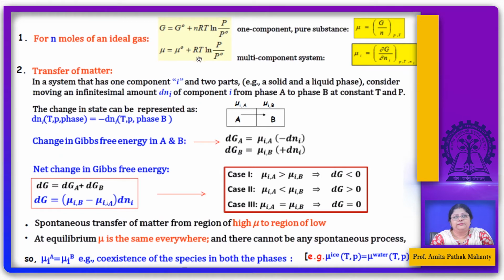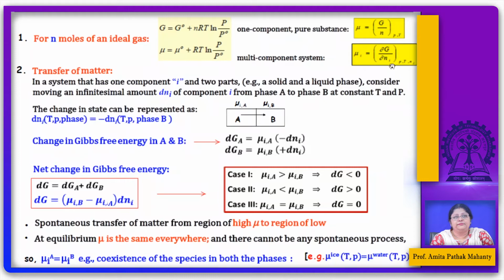So the chemical potential of a multi-component system can be defined as the chemical potential at standard state plus RT ln P by P naught. So you understand the difference between the two equations. You have just defined the G differently. Here for one component we had written mu as G by n, and for multi-component we always write mu i. That means we have a variation of G with the number of moles of the species present.